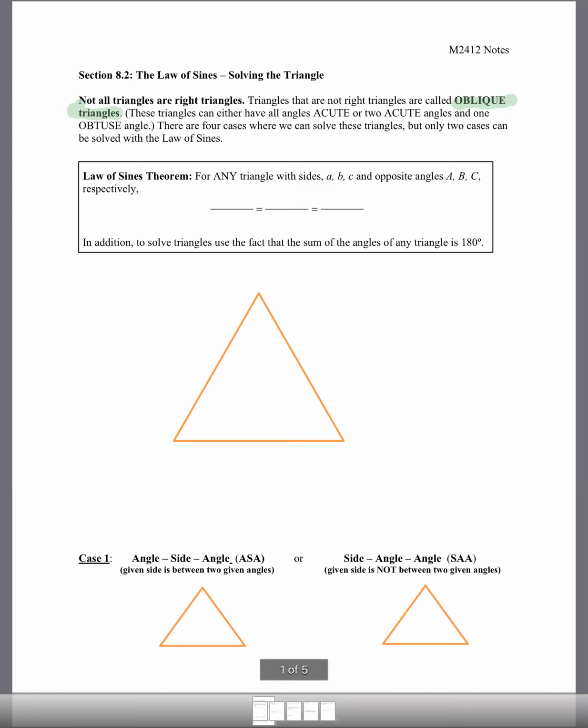There are actually 4 cases where we can solve these oblique triangles, and 2 of the cases can be solved by the law of sines. We'll take a look at those in section 8.2. The first thing is, what is the law of sines theorem? It says for any triangle with sides A, B, and C, and opposite angles A, B, and C respectively, the theorem goes something like this.